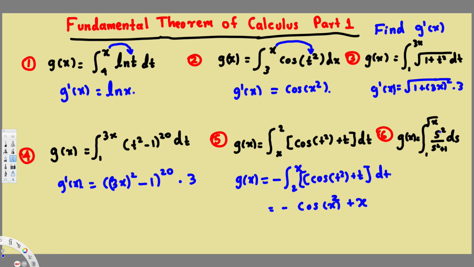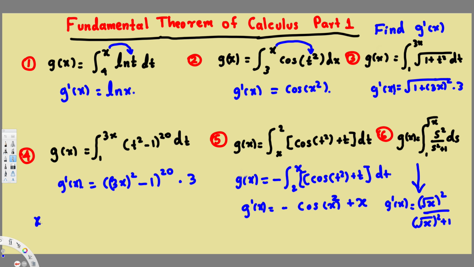Let's look at the next one. Again we have root x, so we replace this s with root x, but since we don't have x alone, we have to multiply by the derivative. This is g prime x, the last one. So here we have g prime x, which is equivalent to root x squared over root x squared plus 1, and the derivative of root x.